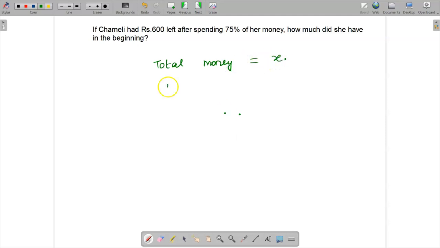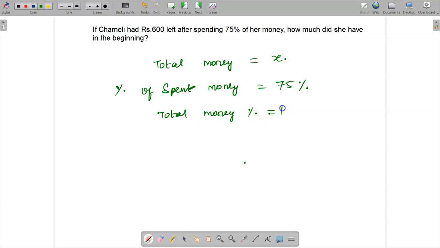So the percentage of spent money is equal to 75%, she is spending. And then, what is the remaining amount? The remaining amount percentage is going to be 25%. Generally, the total money percentage is always going to be 100%. So the percentage of money spent plus the percentage of money left, that is your remaining money.